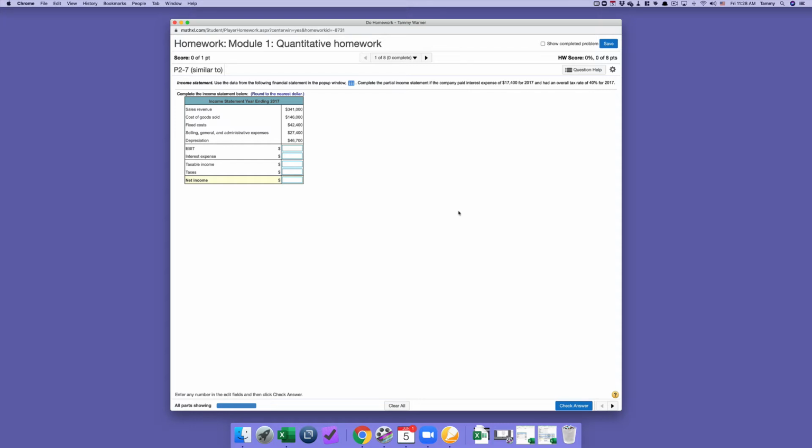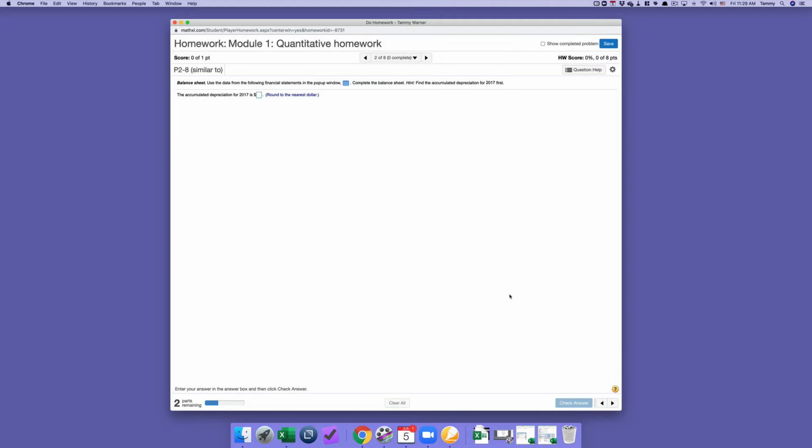Okay, so that's the setup with this, and so you're just going to be walked through these procedures one at a time for the same setup. So this is an income statement problem, just like the ones that we did in the practice. The second one asks you to complete a balance sheet, but there's no balance sheet here until you calculate the accumulated depreciation for 2017. Okay. So that's that, and then a balance sheet will kind of appear magically.